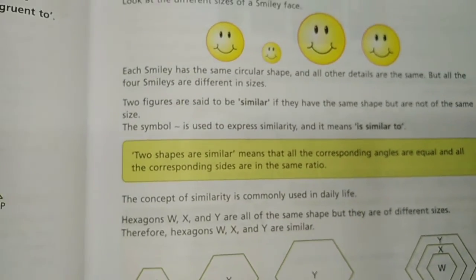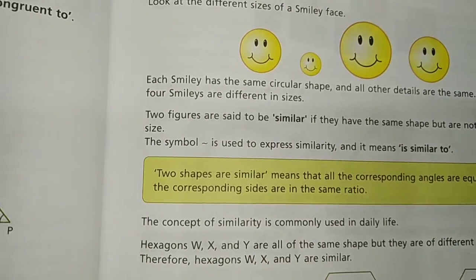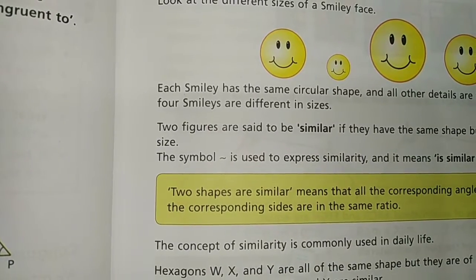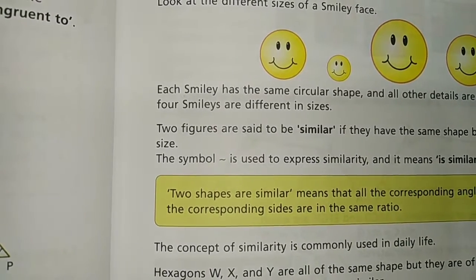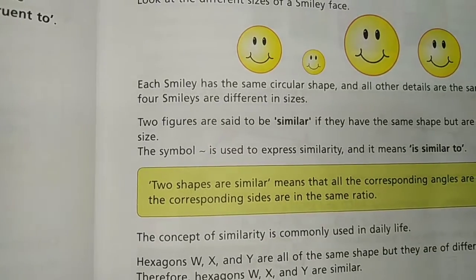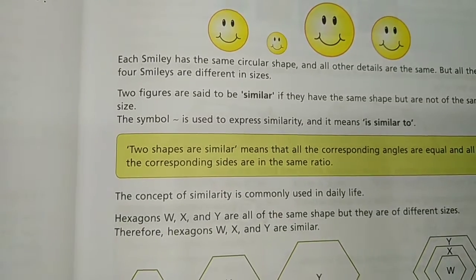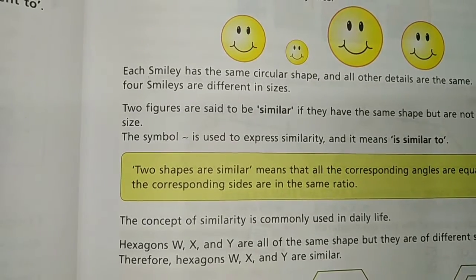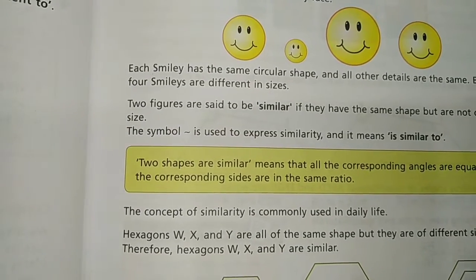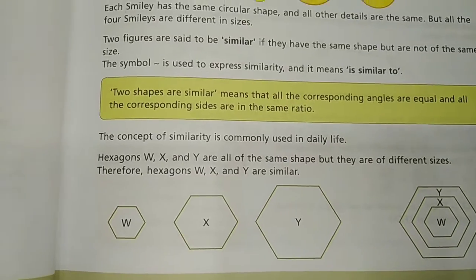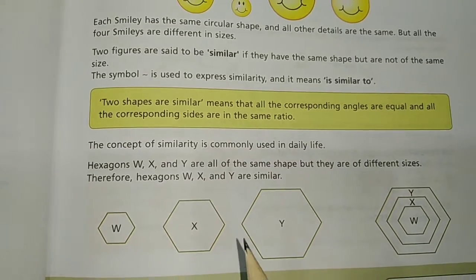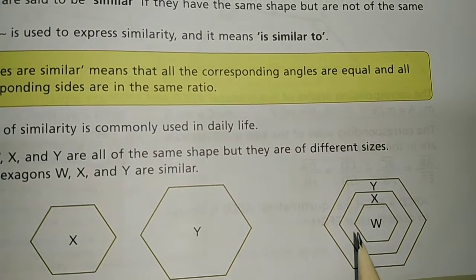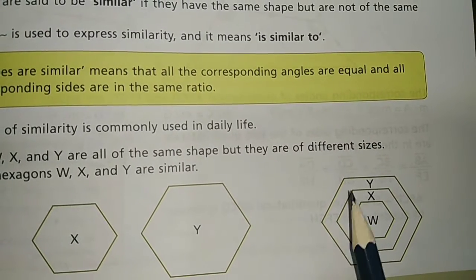So we can say that two figures are said to be congruent if they have the same angles and same sides, that is, the same size and same shape. But two triangles are said to be similar if their corresponding angles are equal, but the corresponding sides are in the same ratio. It means congruent figures have the same size but similar triangles don't. These are similar figures because they have the same angles and the sides are in the same ratio.